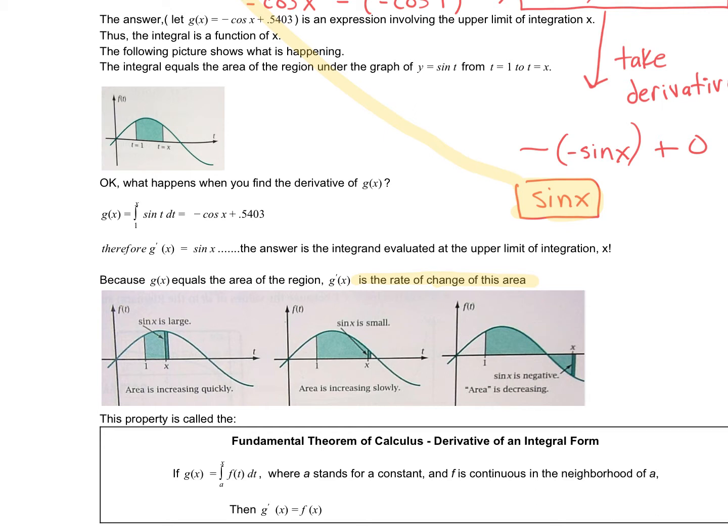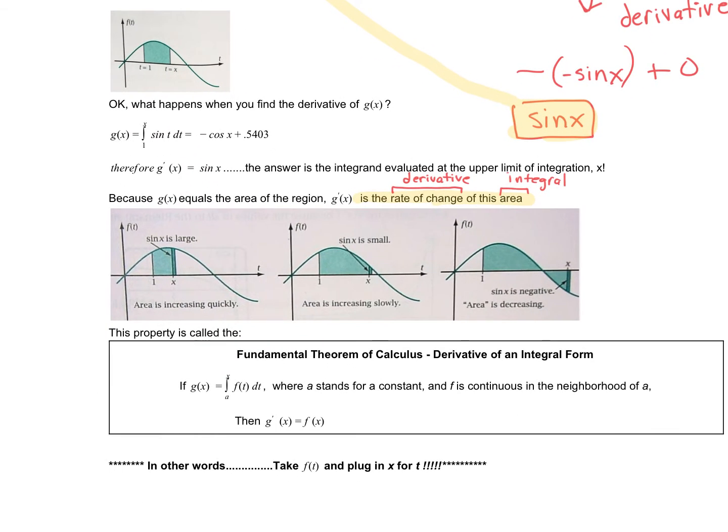It is a rate of change of area. The derivative of an integral. A derivative is a rate of change, an integral is an area. So I'm going to put that right here. This is a derivative, and this is an integral. So that is what the Fundamental Theorem of Calculus Part 2 tells us, the rate of change of area. Okay, so we're just going to practice this. It's a great shortcut.